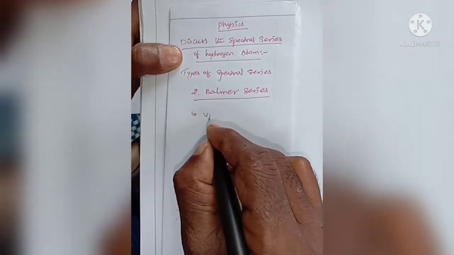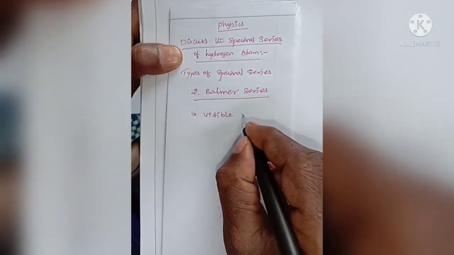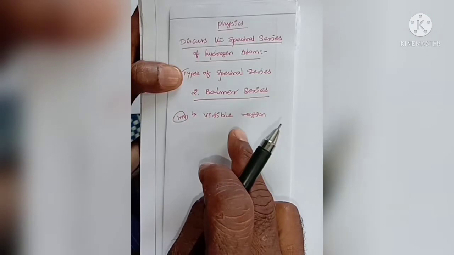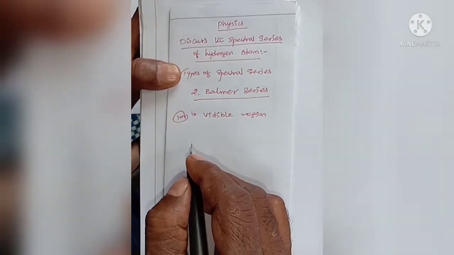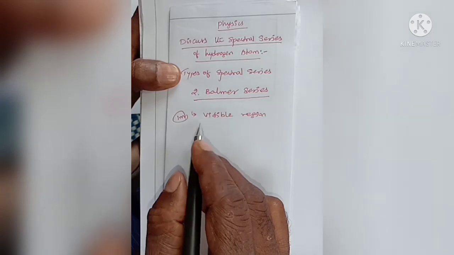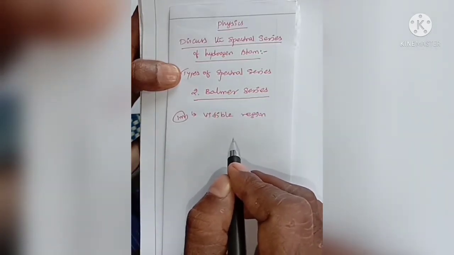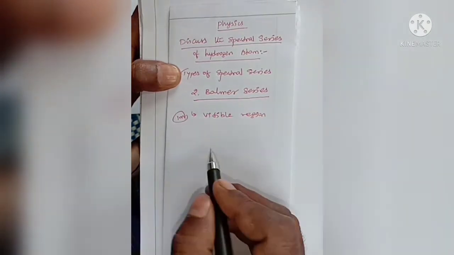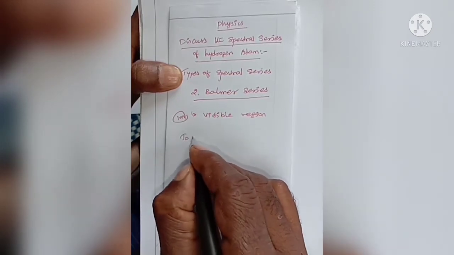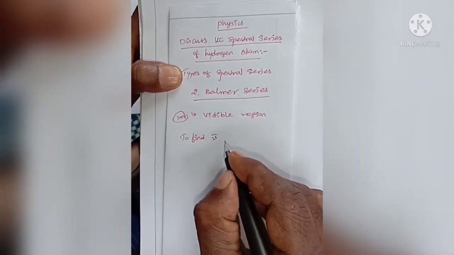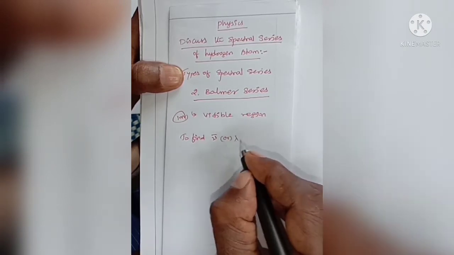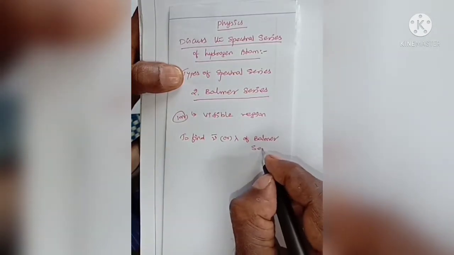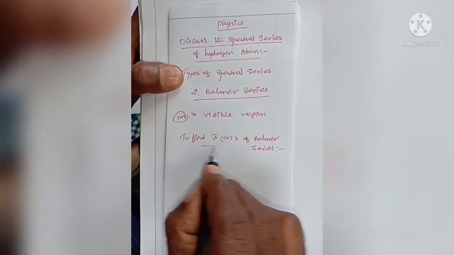The first point, visible region. The Balmer series lies in visible region. Next, in the Balmer series, what are we going to find out? The wave number and wavelength of Balmer series. To find wave number or wavelength of Balmer series, this is what we are going to find out.